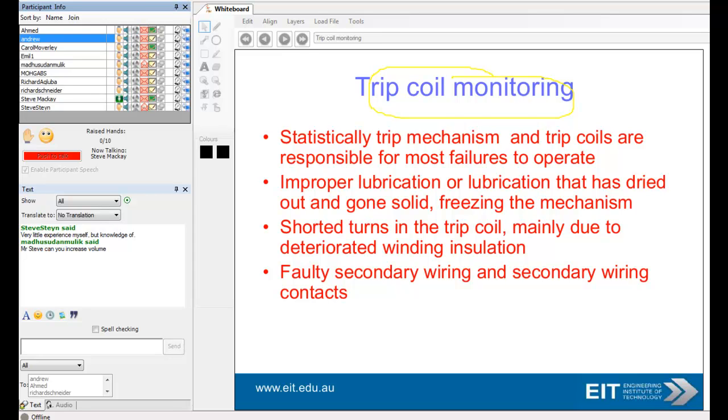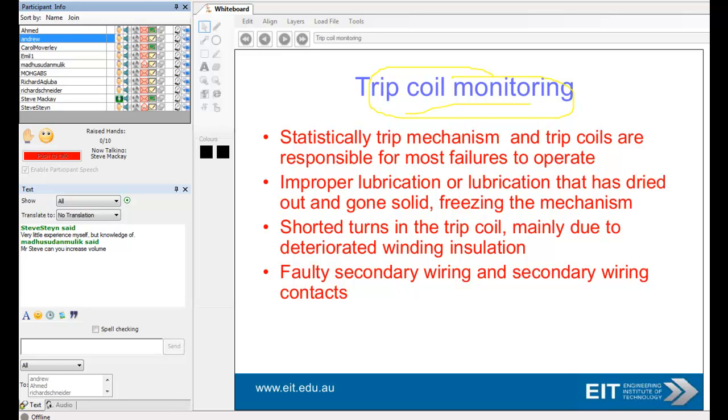Obviously, the last thing on your mind, sorry, okay, can you increase your volume? I'm sorry if I'm very faint. Let me just turn up my volume. I'll just talk a bit louder. Hopefully you can hear me now.